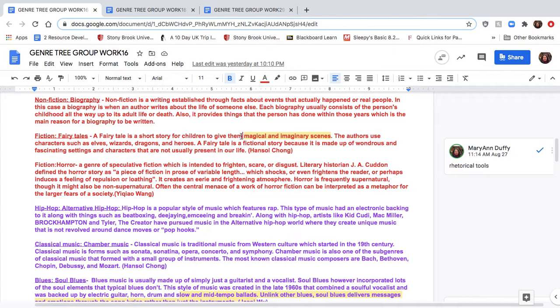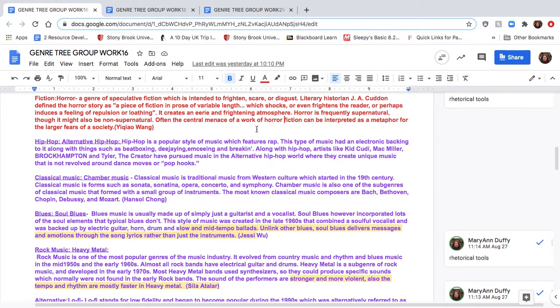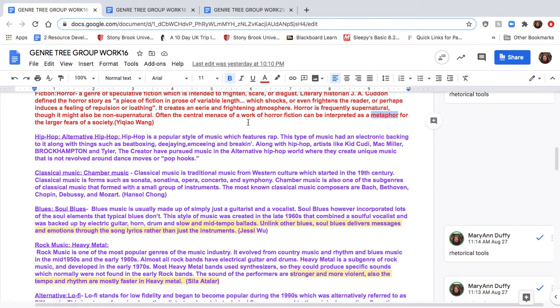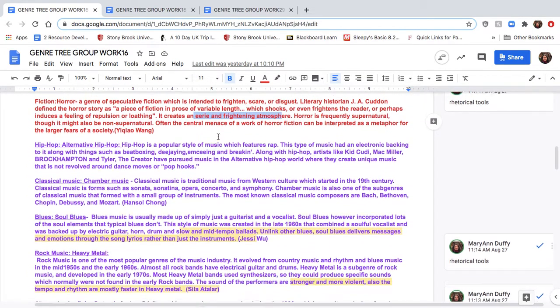Fairy tales have to include magic and imagery. Horror has to frighten and scare. How does a writer create fear in their writing? Maybe they hint at things that are going to happen that are frightening to create suspense. They can maybe use metaphors to create an eerie and frightening atmosphere. These are some of the tools, or rhetorical tools, that a writer of horror might use.